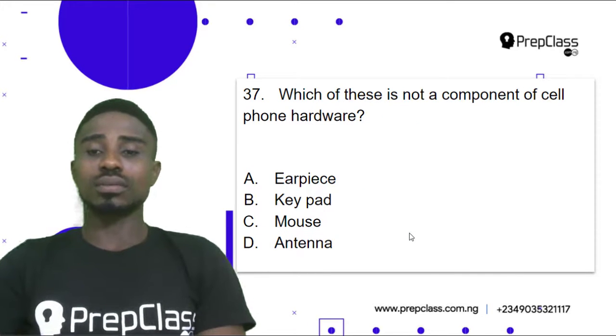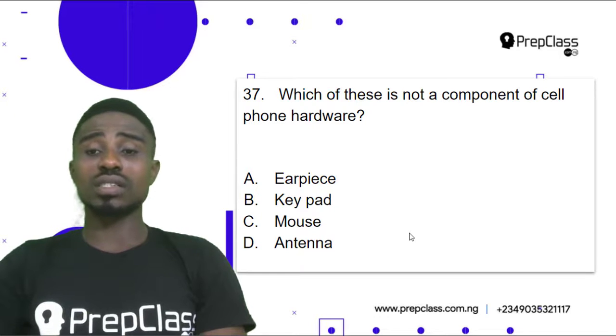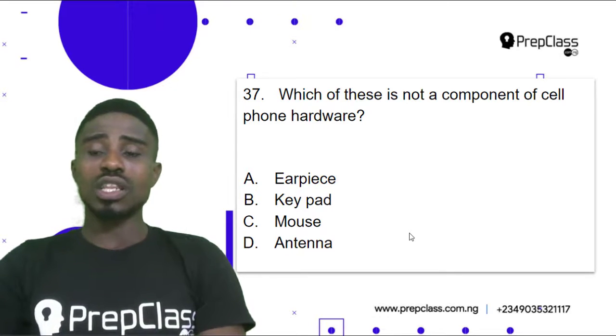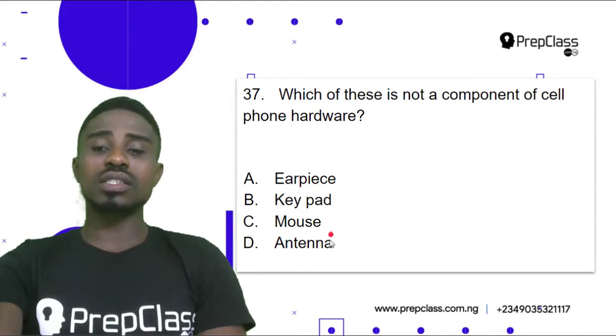Question 37. Which of these is not a component of cell phone hardware? A. Earpiece, B. Keypad, C. Mouse, D. Antenna. For us to carefully select the correct answer, we would analyze all of the options and see which one best answers our question. Now we are looking at a component that is not a cell phone hardware, and all of these are components of a cell phone except for one.